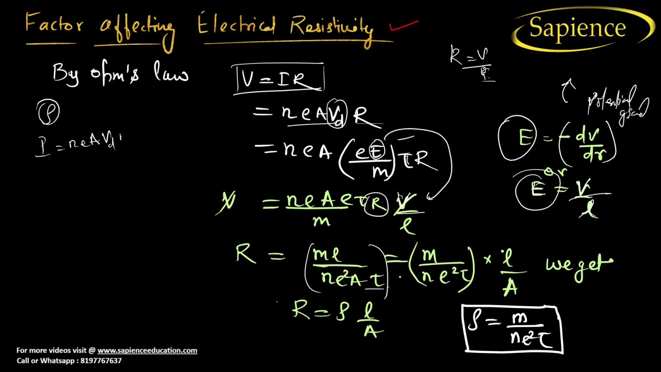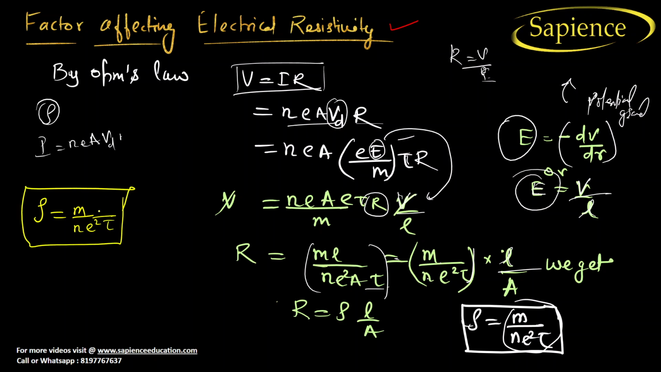Right? So can you see here that m by n e square tau is the material property, and L and A are not material properties. And this m by n e square tau is known as resistivity because it is the material property. It depends upon the material property, right? Got it? So here we have finally got the relation, that is rho is equal to m, that is mass of electron, over number of electrons into e square, charge square, into tau. So this is the material property.